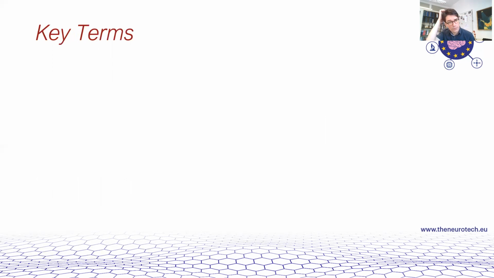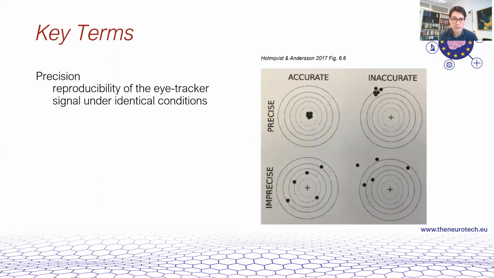First of all, before I introduce some of these methods, some key terms in oculography. The first key term is precision. This is essentially the reproducibility of the eye tracker signal under identical conditions. So for example, if we used a glass eye and pointed it at a certain position on the screen, then we would expect an eye tracker, a device with high precision, to give us the same signal again and again.